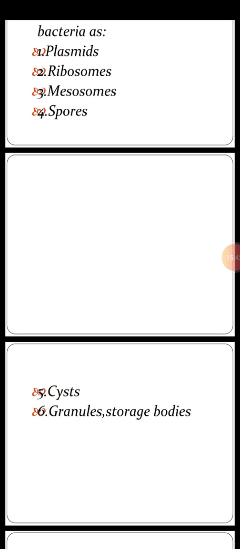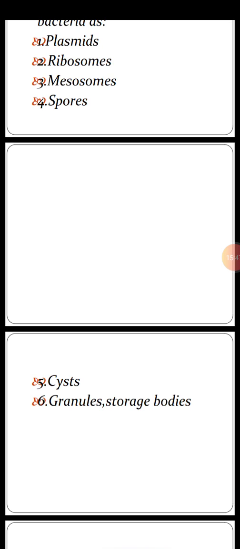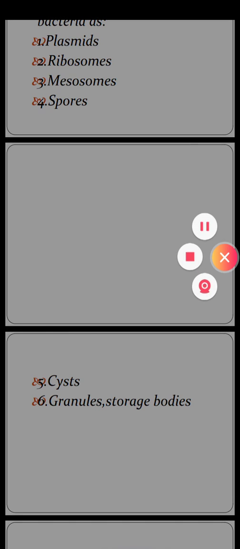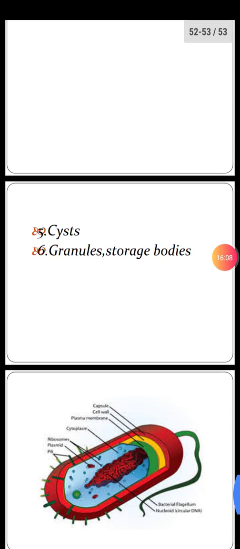Finally, we will discuss cysts. They are dormant, inactive, thick-walled, dryness-resistant structures, and they develop during specialization of vegetative cells. They can grow under suitable conditions whenever light and temperature are suitable. They are not heat resistant, that is, they can't resist excessive heat. And finally, the structure of the bacterial cell is given.